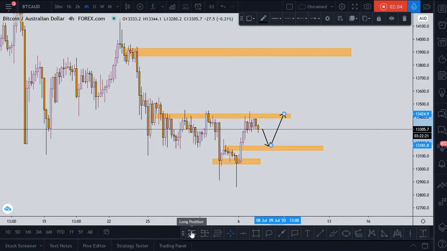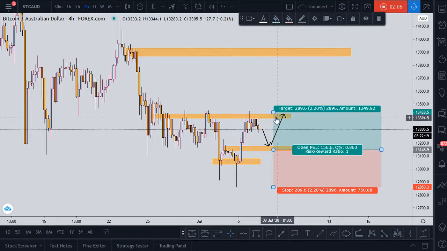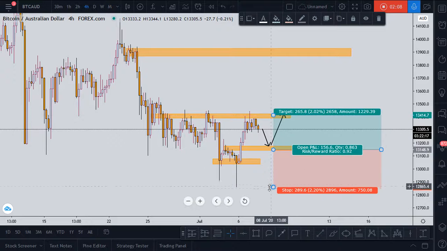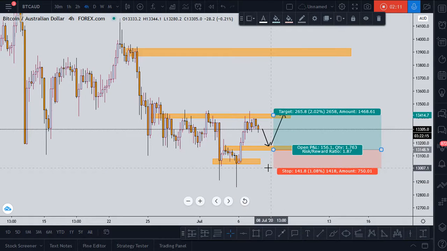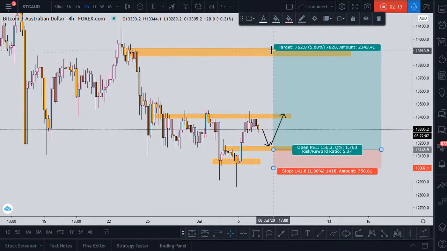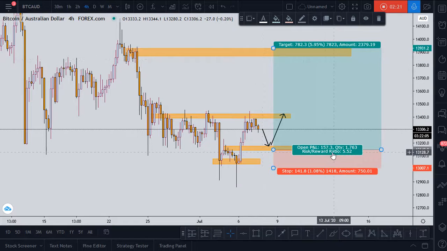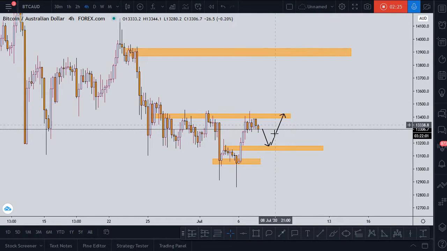So let's measure how much we are risking if price comes to this level. Our stop loss would be below this zone. Here would be our stop loss. So our risk to reward on the first target is 1 to almost 2, and if price is able to break this zone on the above side, then our risk to reward goes to 1 to 6. So it would be a very good risk to reward target as well.